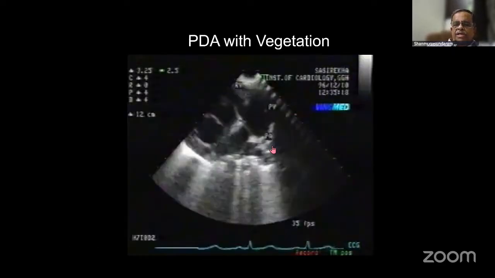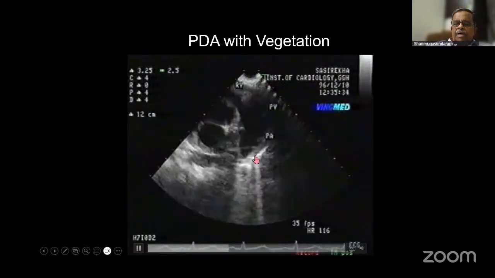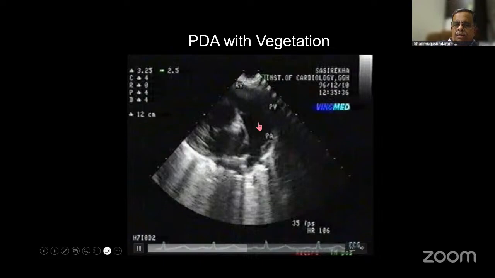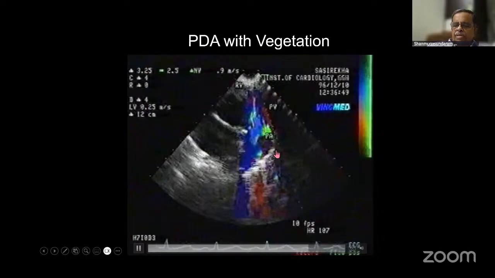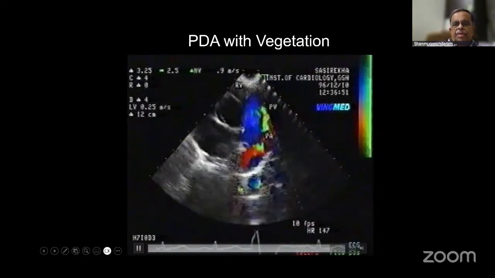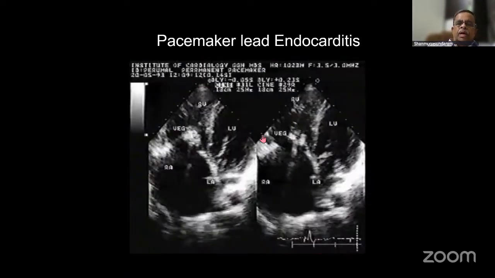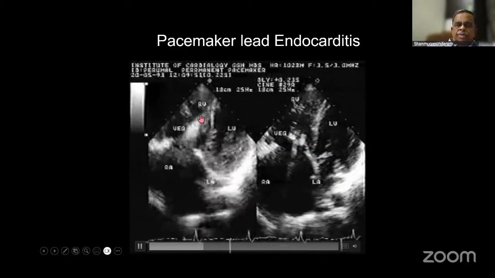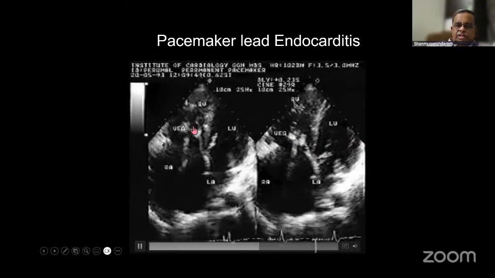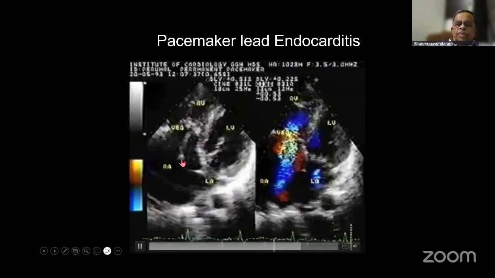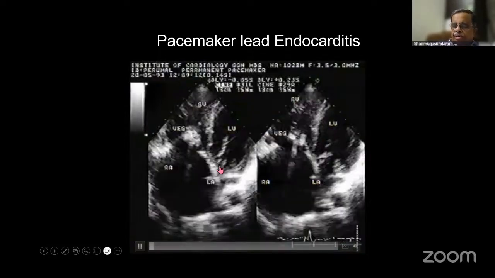In PDA, obviously the jet goes from the ductus into the pulmonary artery. So again, the pulmonary valve gets infected. The pulmonary artery may be the site of vegetations in PDA. In someone with intravenous central lines, people with transvenous leads, with pacemaker, the pacemaker lead may be the site of vegetations. Tricuspid valve also may get infected.